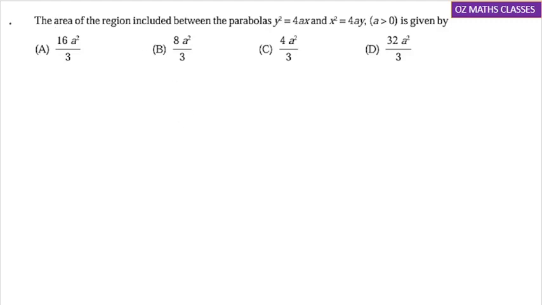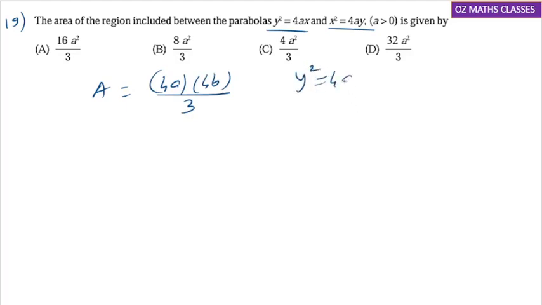Find the area of the region. Question number 19. Area of the region included between the two parabolas. Whenever two parabolas are given, the area between y square equal to 4ax and x square equal to 4by is 4a into 4b upon 3.